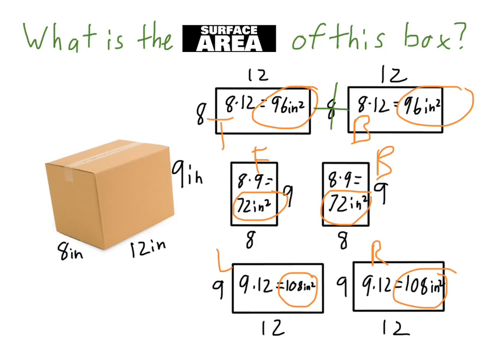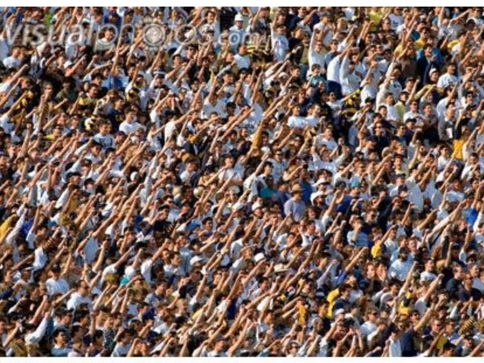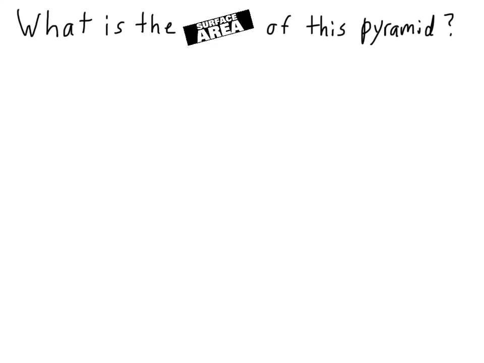Let me show you. So we're going to go ahead and add that one plus that one, plus that one, plus that one, plus these. And so that means 96 plus 96 plus 72 plus 72 plus 108 plus 108. So I'm just adding up all my areas. And if you add all that up in the calculator, you get 552 inches squared, and that is the surface area of the box. And the crowd goes wild. Yay!